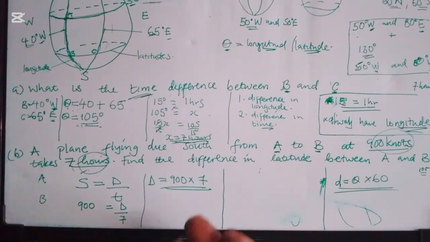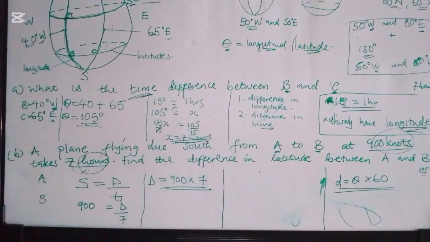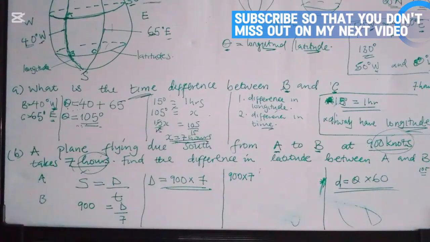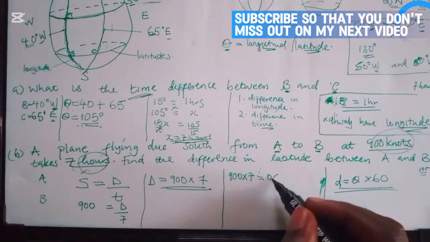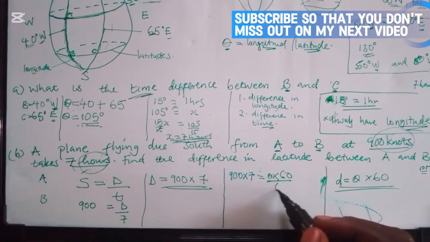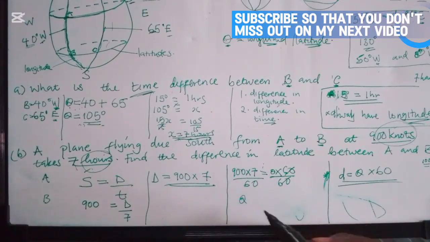So now that we have solved our distance, we are going to use now this formula which we say distance is equals to the difference in latitude multiplied by 60. So now we'll say our distance is 900 times 7, which is equals to theta times 60. Then here since we are calculating this, we divide by 60. We divide by 60. Then we have our difference in latitude to be. So now here is how the trick works.